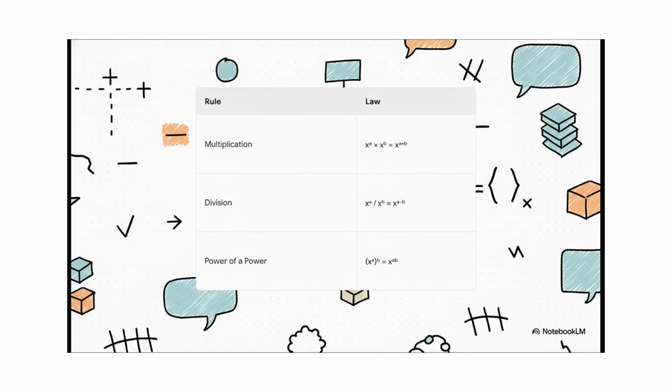And that simple idea of counting gives us these essential grammar rules, the laws of indices. As you can see in this table, they're pretty straightforward. When you multiply, you just add the powers. When you divide, you subtract them, and when you raise a power to another power, you multiply them. This is basically your cheat sheet for becoming fluent.